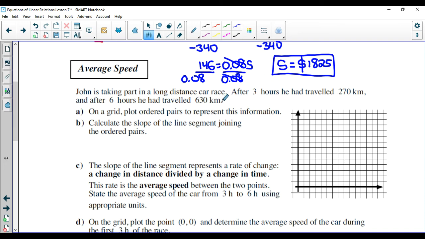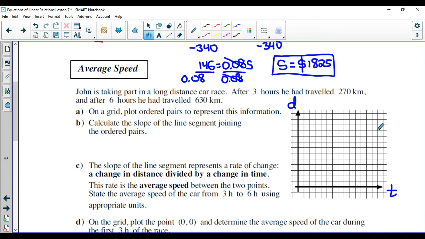So part A is I want to plot the ordered pairs on the graph. Okay, so we first of all need to identify what is the output variable and what's the input variable, like what is dependent on what. Well, the distance you travel depends on the time. So the time is going to be your input variable or your manipulated variable. So time is going to represent the x-axis. And the distance is your output because your distance depends on how long you've actually been driving for.